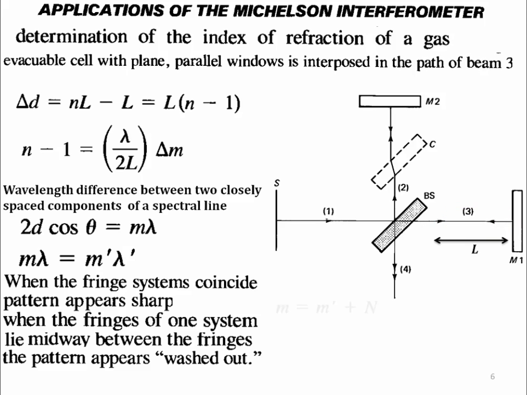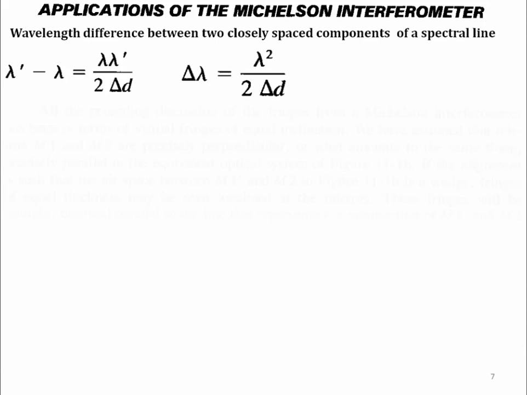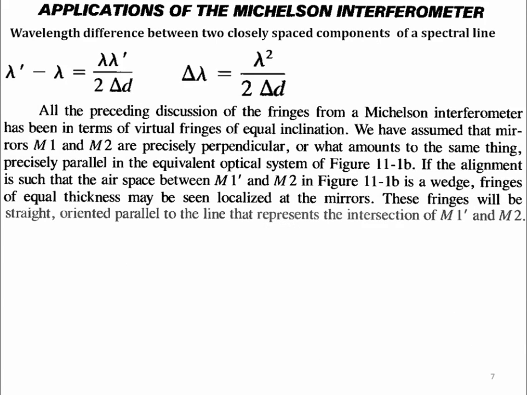So this one, the Michelson interferometer. These are the virtual fringes of equal inclination. We have assumed that mirrors M1 and M2 are precisely perpendicular to each other, or what amounts to the same thing, precisely parallel in the equivalent optical system, just the thing which I showed you.